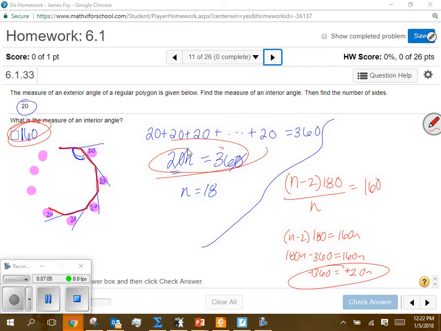Question 12 is the same thing. They just use a different number other than 20. But you're going to approach it the same exact way.